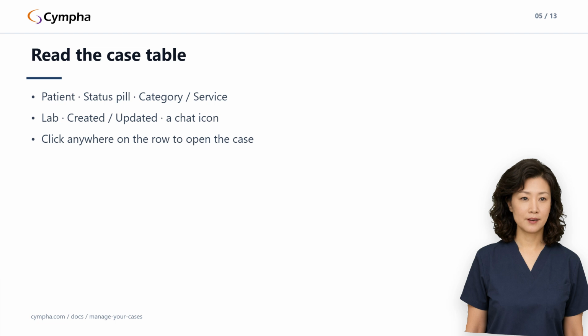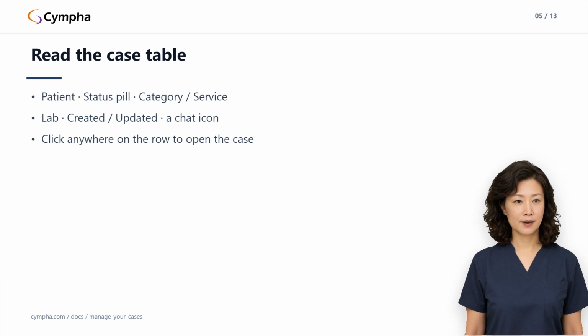You don't have to aim for the patient name. By the way, clicking anywhere on the row outside the action icons opens the case detail. Some rows aren't yours. When a colleague shares one of their cases with you, it appears with a small shared badge next to the patient name, and those rows play by different rules.